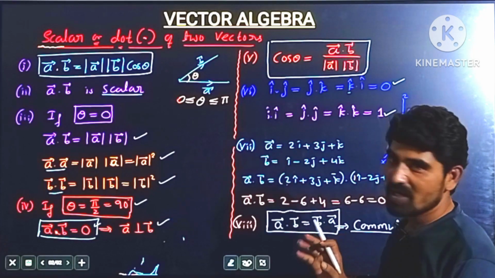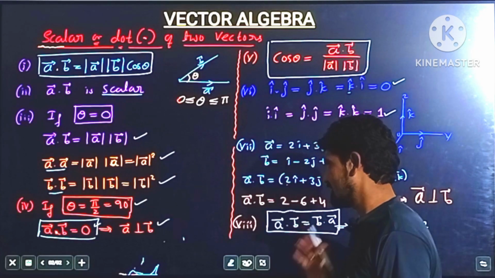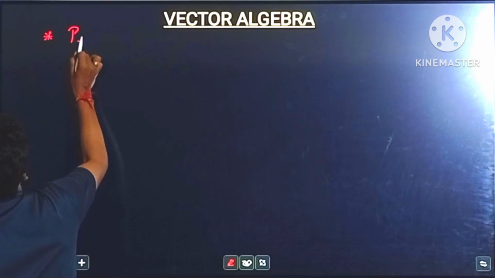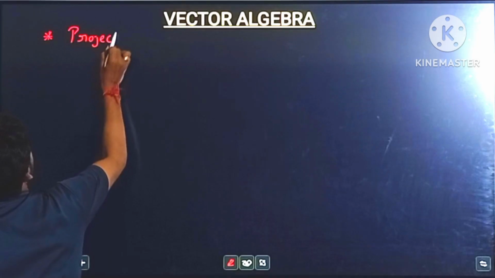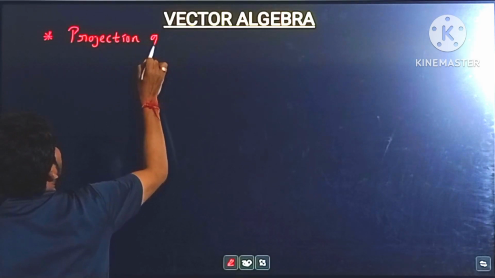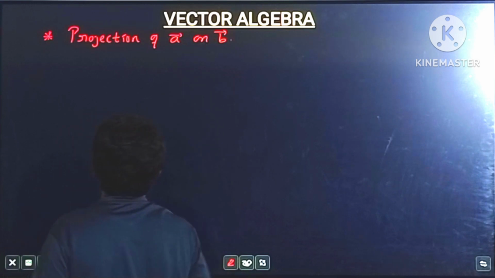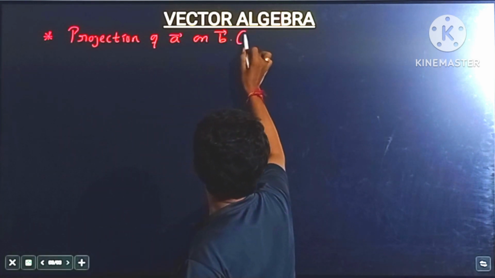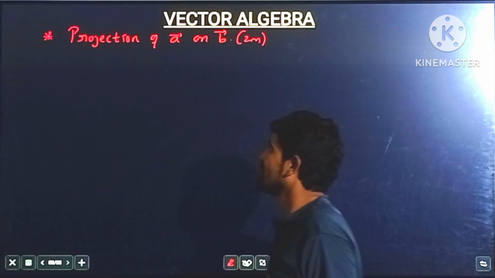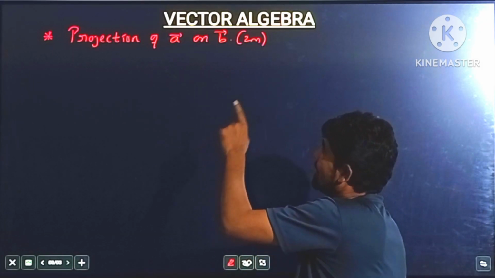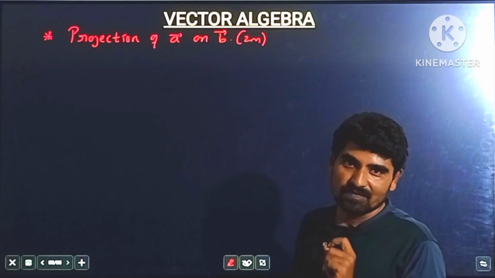And in this introduction part, we need to know one more concept, that is, the next concept is projection of A vector on B vector. So this is an important concept. From this concept, you are going to get 2 more questions in your annual examination. So here the concept is projection of A vector on B vector.